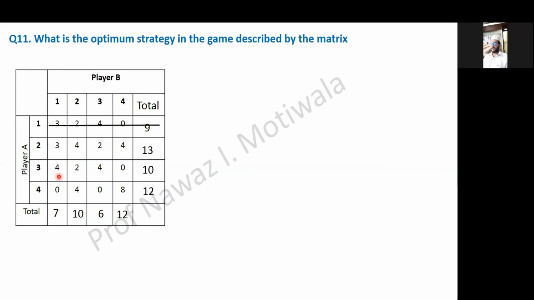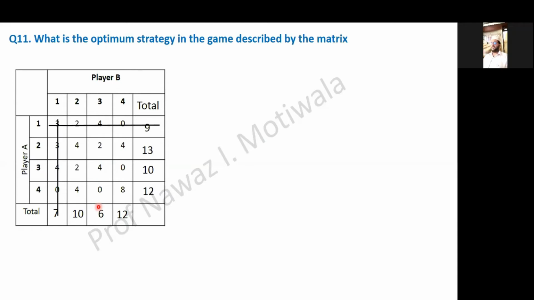Now compare first with third. So as I compared first with third, 3 and 2: 3 is greater than 2. 4 and 4 are equal. 0 and 0 are equal. Here I can say a dominance exists, because all the values of column 1 are either greater or equal to the values of column 3. Hence I can say column 1 is dominating over column 3, so I will cancel that out.